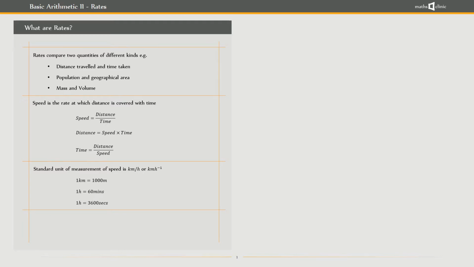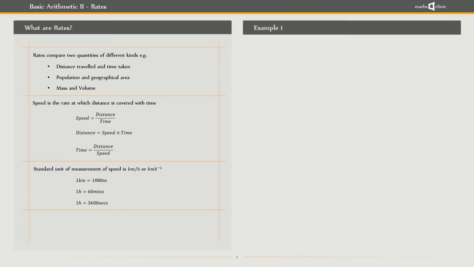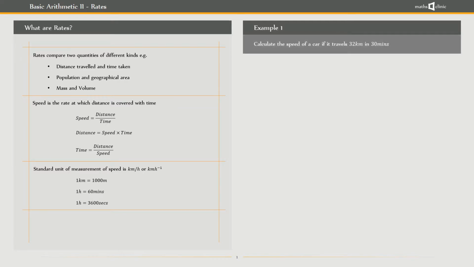Now let's go ahead and solve some examples. Example 1. Now, example 1 says calculate the speed of a car if it travels 32 kilometers in 30 minutes.